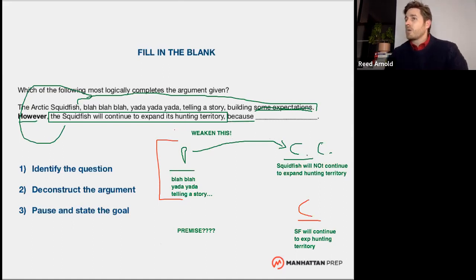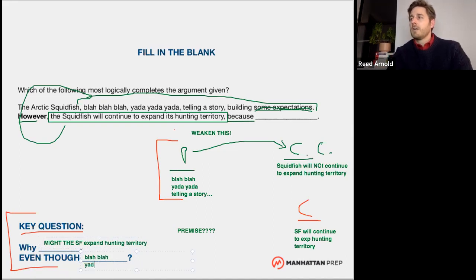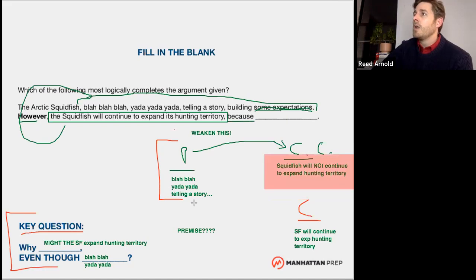And so what we really want to look for, and this is kind of one of the key ideas tonight, is this key question, which is actually, in my opinion, one of the most important questions in critical reasoning. Why is something not necessarily the case, even though something is the case, right? So here it's, why might the squidfish expand hunting territory? Even though blah, blah, yada, yada. And those reasons that someone else thought they wouldn't, the squidfish wouldn't expand its hunting territory. And this is so vague, I don't have any ways to answer that question, but that's going to be the goal. That's what we are trying to do with the right answer choice. And that's really the goal in every weaken argument. Why might the conclusion, some conclusion, be wrong? In this case, why might this conclusion be wrong, even though these premises are true?